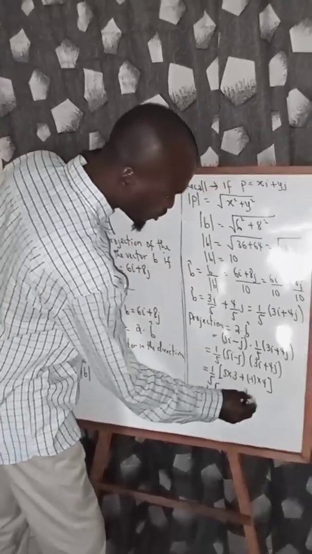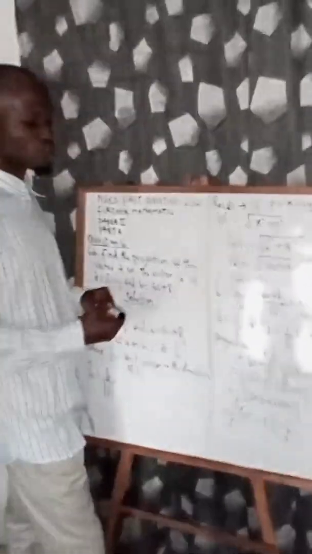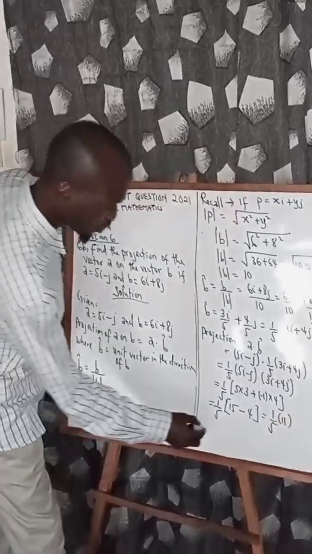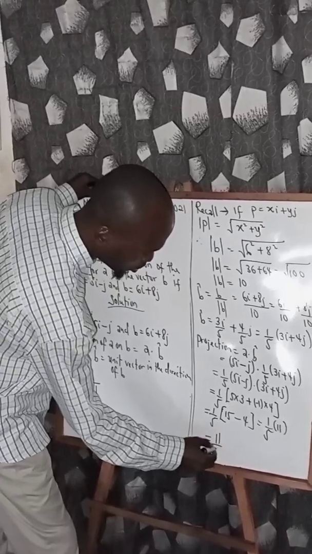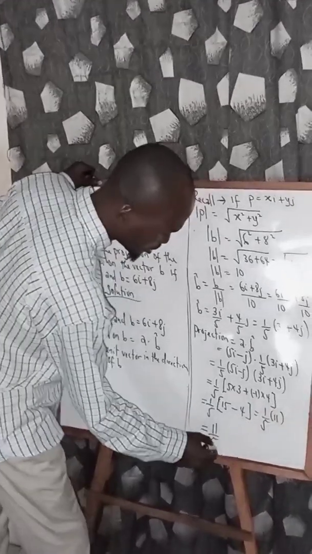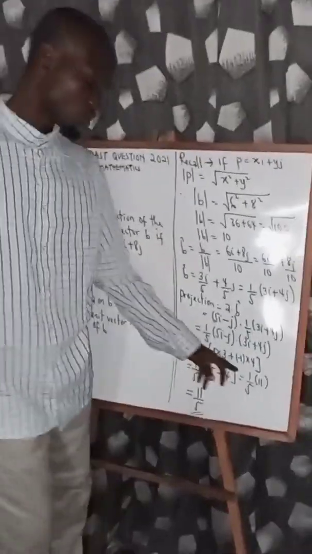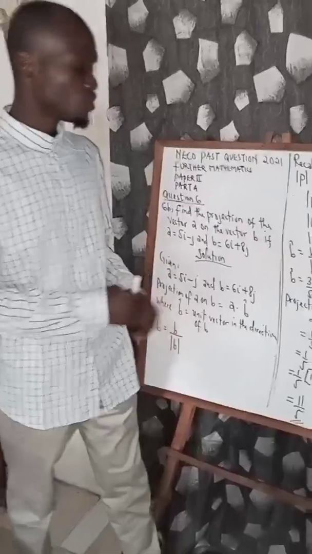15 minus 4 is going to be 11. So I can now put the two together to have 11 all over 5. That's 1 times 11, which gives 11 over 5. Therefore, the projection of vector A on B is going to be 11 over 5.